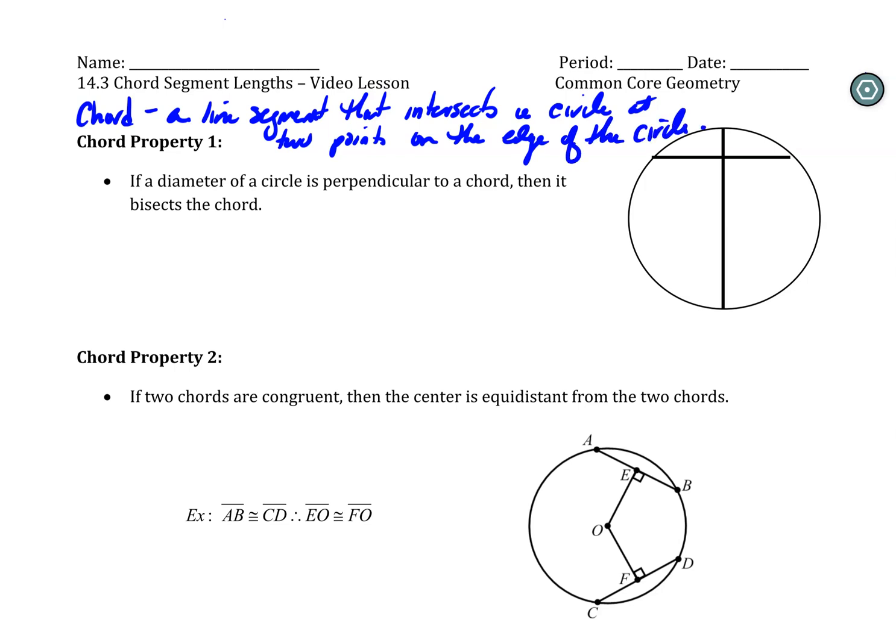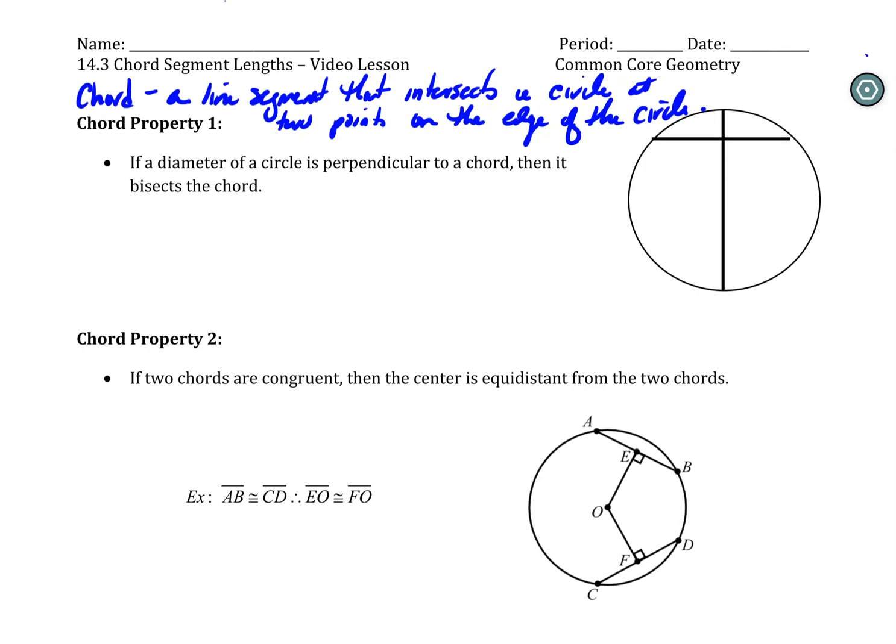So if you look at this example here, I have two examples of a chord. First is your most common version, and that would be this one on the top. So it goes from here to here, right? I'll highlight that one in green here. That is a chord, right? Touches the circle at 2 spots, and it's inside of your circle.